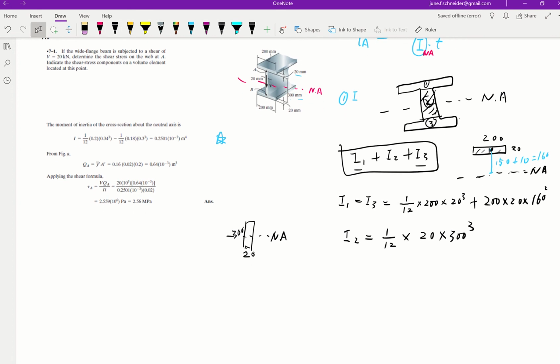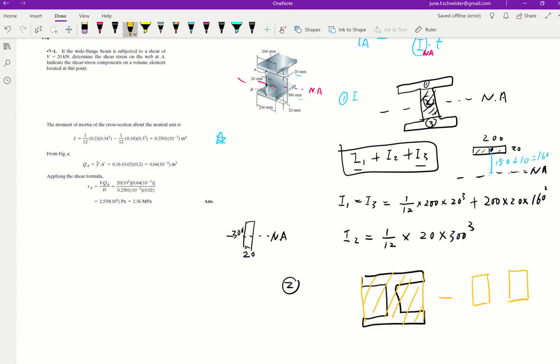Now let's look at how the solution figures it out. In the solution, they are still looking at this I shape, but they are not adding those three shapes together. They are basically looking at this entire rectangle minus this two area here, right? So this is the two area I'm looking at. Then they get our moment of inertia.